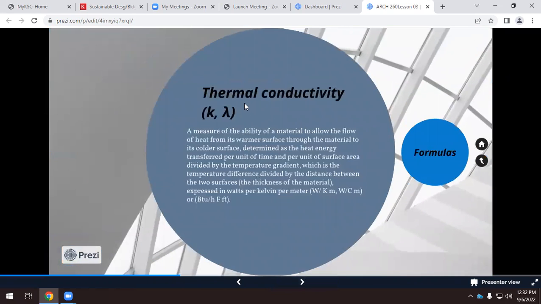So we understand the concept. We have the formulas. The formula is quite easy. Okay, so we only have these 2 formulas. R equals thickness divided by thermal conductivity, and the thermal transmittance is 1 divided by R, the thermal resistance. So those are the 2 formulas that we have to understand today.